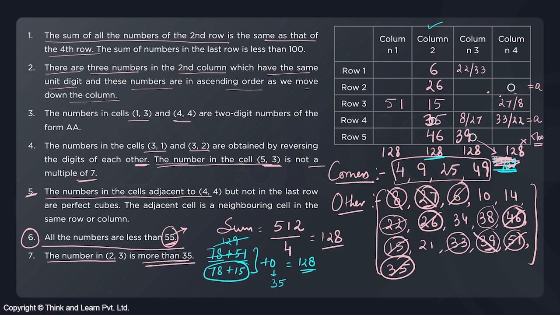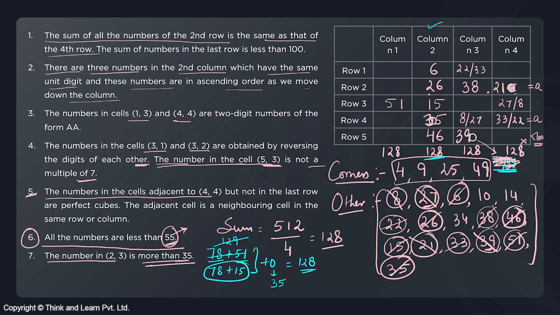So that number which is 2, 3, it is going to be more than 35. Now with the more than 35, I have only 38 left. So this number must be 38. Okay. Now there is only an odd number which can come over here. The only odd number left is 21. So I will have to write a 21 over here. So this number must be equal to 21.